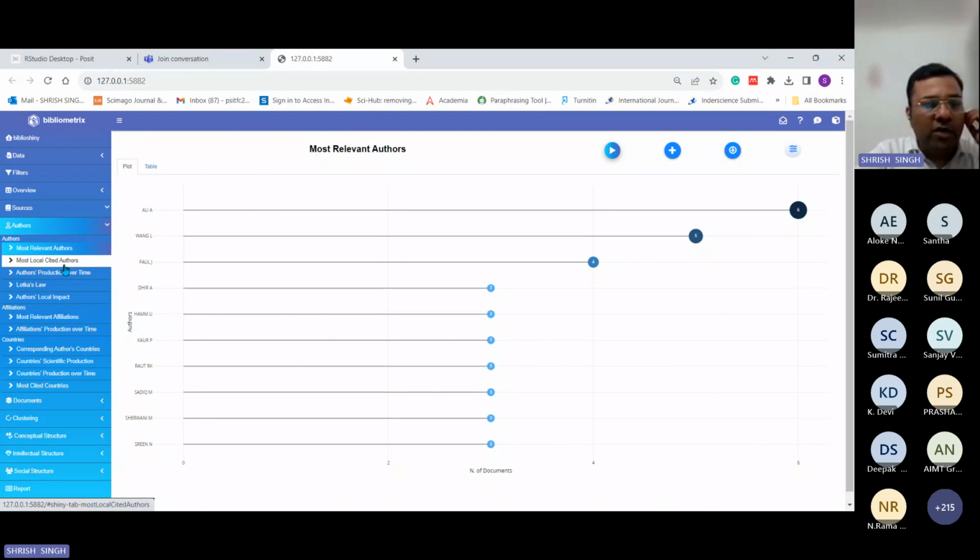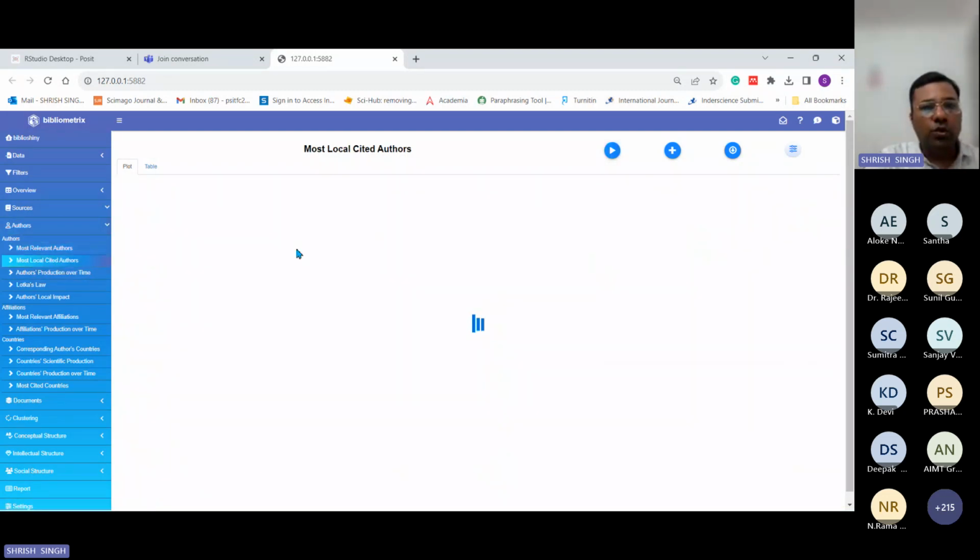Similarly, most local cited authors. Again, local means the same meaning which I've already discussed in the sources. Local means out of these 258 articles, who is having the maximum citation. So you can find which author is having the maximum citation. So I'm going to show you who is having the maximum citation. And again, you can use the plot as well as the table. So it is completely up to you what you want to have in your research paper.